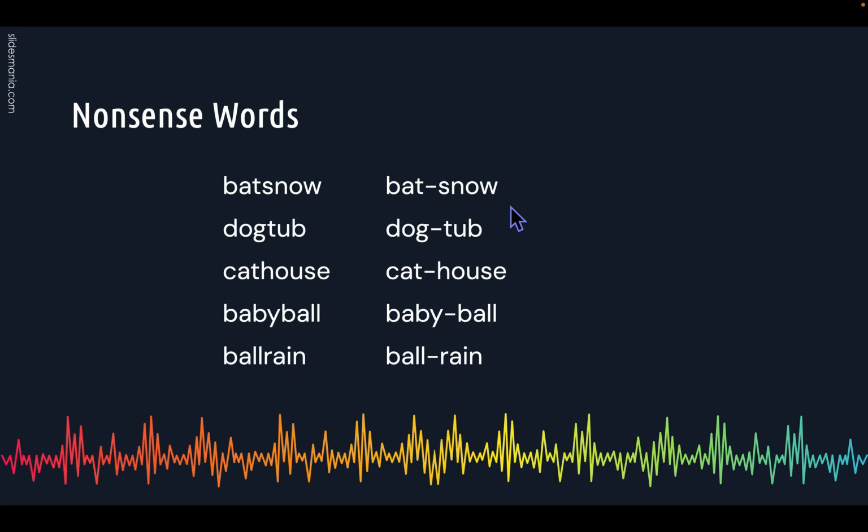Okay, bat snow, dog tub, cat house, baby ball. Baby has 2 syllables, but it's 1 word, so I only split it here. And ball rain.